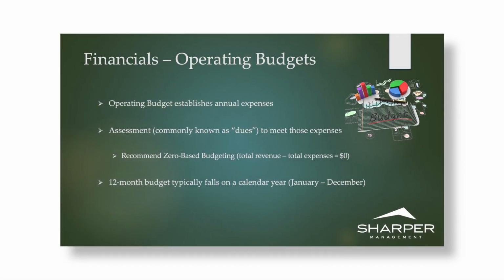So I'm just going to start with the most basic of basics. What is an operating budget? So an operating budget just establishes your annual expenses, right? Your utilities that come in, and that then fixes your assessment. So it's one thing I want everyone to understand is the word assessment, because I think there's a stigma that comes with the word assessment. They think of special assessment.